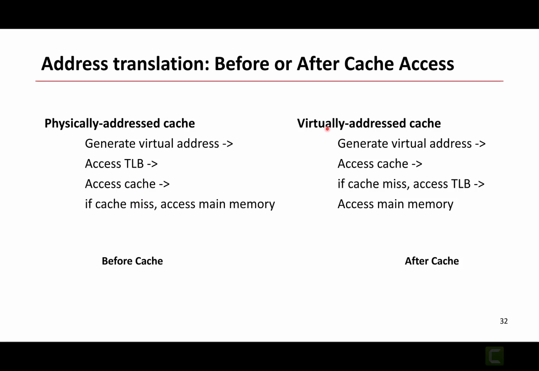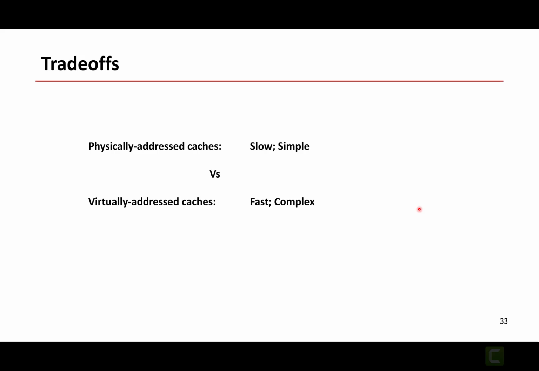The main thing that is different about virtually addressed cache is you do these two steps in the reverse order. So you take the virtual address, you can right away go and access the cache, and only on a cache miss you have to bother about doing the address translation by accessing the TLB. And then you go and access the main memory, because main memory can only be accessed with the physical address, because when we say physical address, we are referring to an address in the main memory. Okay, so now let's take a look at the trade-offs.